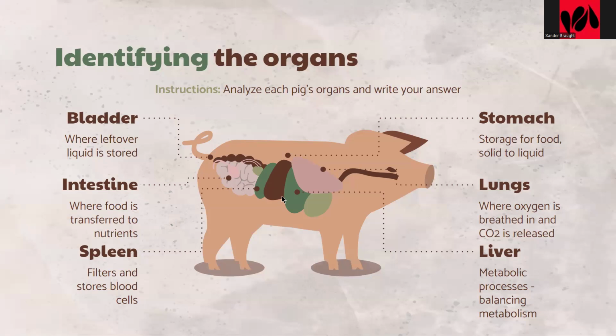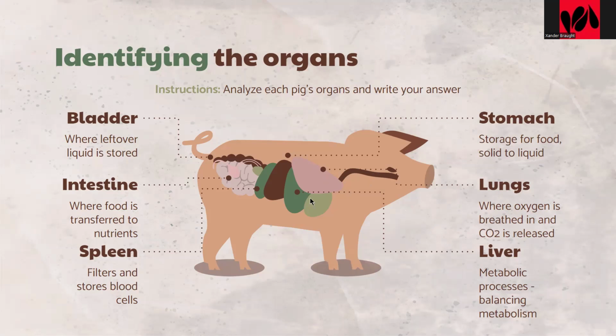Then we have the stomach, which is the large thing in the center here. Storage for food and also transfers foods from solids to liquids using acid, or stomach acid. Lungs. These are very large in pigs, especially when you consider the size of every other organ in their body. But these are the pig lungs right here. It's just where animals breathe in oxygen and breathe out carbon dioxide, CO2.